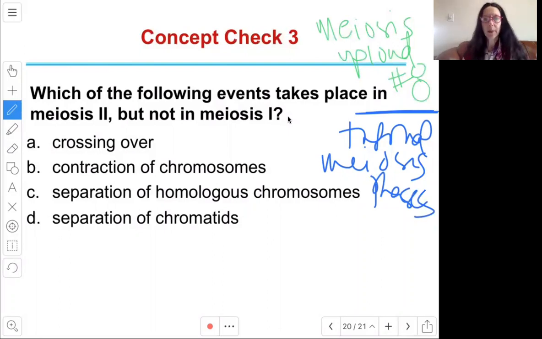If you have an iPad, you can just circle whichever one you think is right, screenshot and upload. If you don't, just write the letter on a piece of paper. A, take a picture of it, upload. B, take a picture of it, upload. C, take a picture, whichever one you choose, and just upload that photo. Okay?